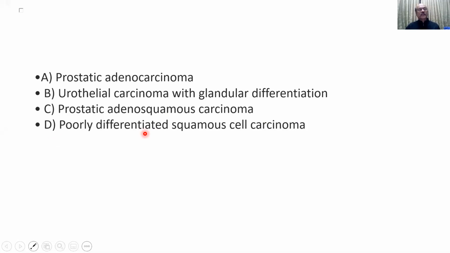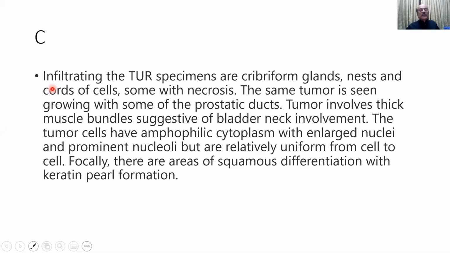So these are the choices. And here the diagnosis is prostatic adenosquamous carcinoma. There are cribriform glands, nests and cords of cells with necrosis. At the same time, there is some squamous differentiation and keratin pearl formation. So this is adenosquamous carcinoma of the prostate.